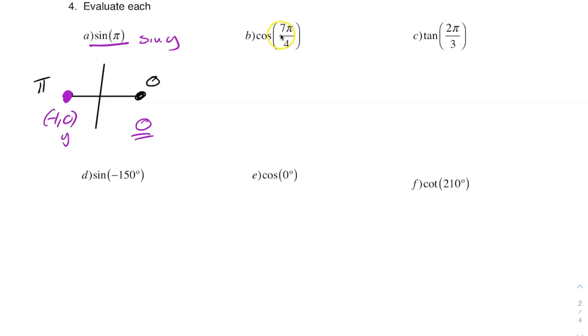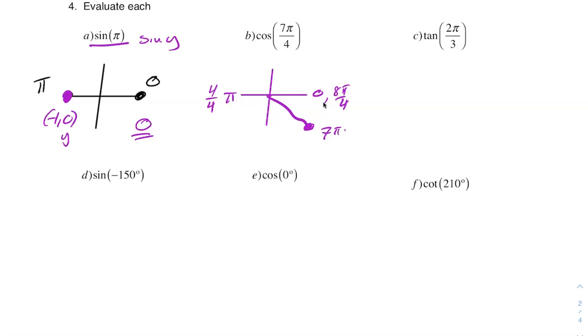Next one, cosine 7 pi over 4. So we gotta draw it. So 0, pi. I'll make this 4 over 4. So that's 4 over 4. You gotta go another 4 over 4. You gotta get close to 7, which makes it 8 pi over 4. That'll be 1 less. It's like right there.